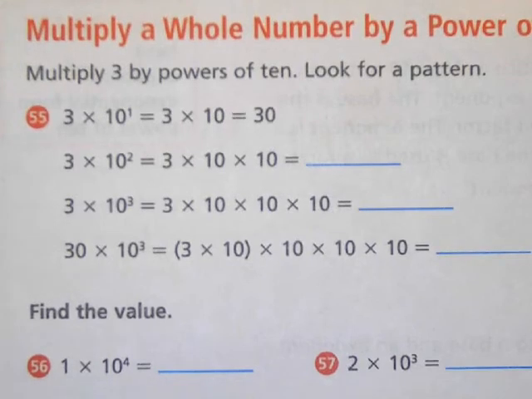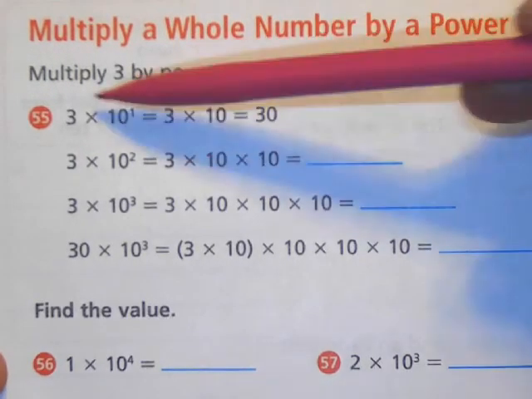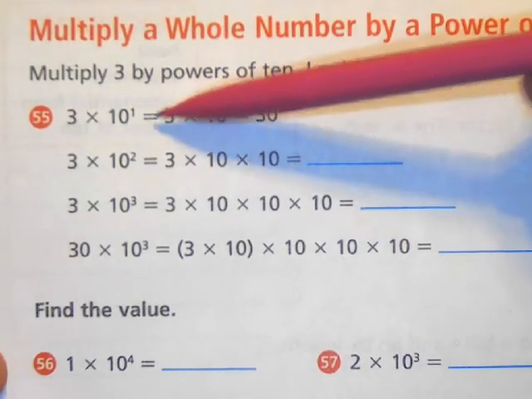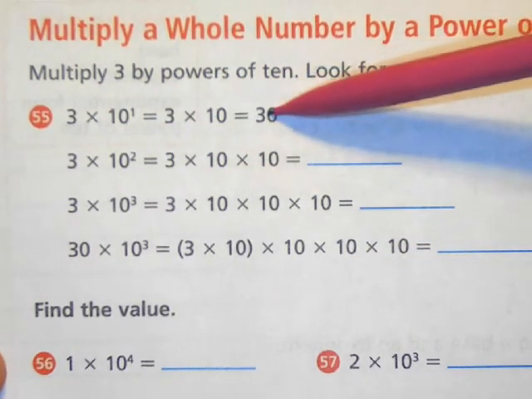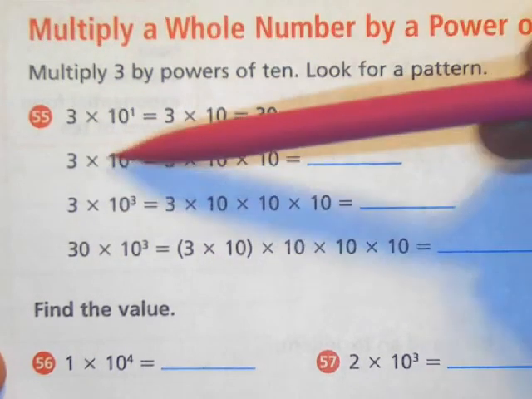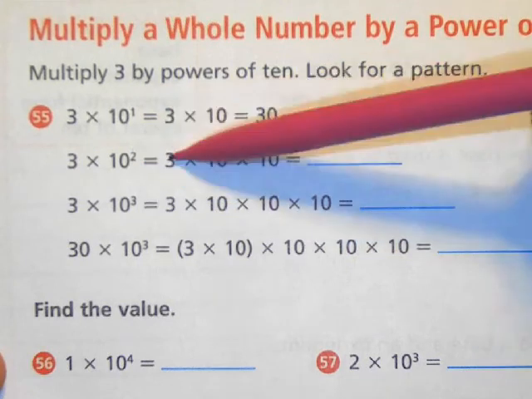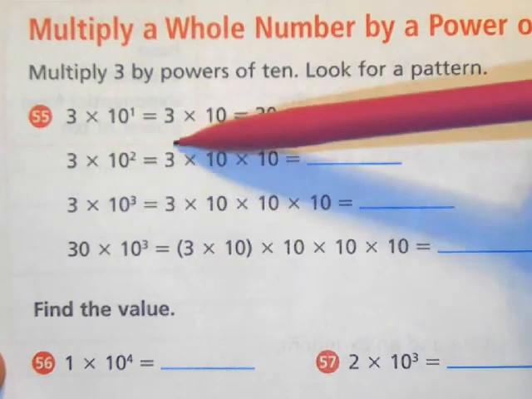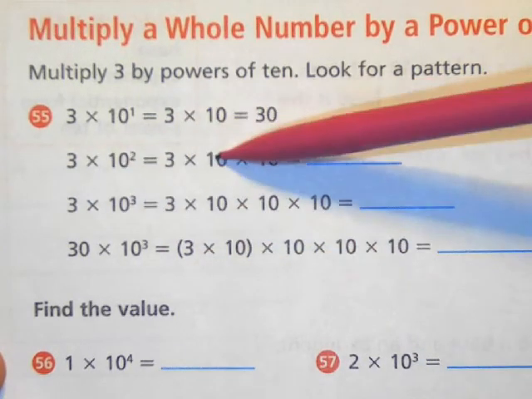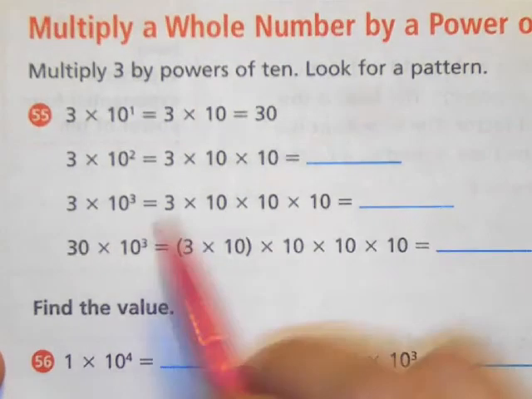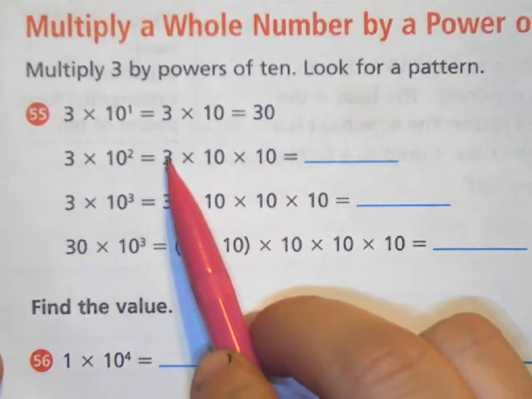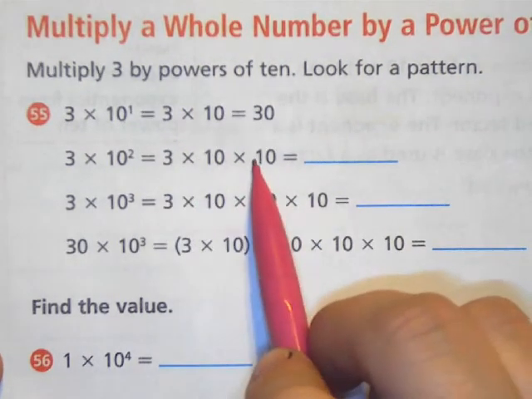Now they're just going to take us step by step for this. It says multiply a whole number by a power of 10. Multiply 3 by powers of 10 and look for the pattern. It's really, really simple. So when they did 3 times 10 to the first, it meant 3 times 10, which equaled 30. So when they do 3 times 10 to the second, it means 3. There's the 3. And then here's 10 to the second, 10 times 10.